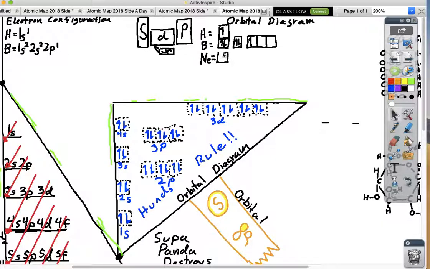So we know that we're going to have one box with two, another box with two, and then we're going to have a three box, and guess how many electrons are going to be in there? Well, six. Six, right? So we can fill this out. So we follow Hund's rule, and we're going to do up, down, up, down, up, up, up, down, down, down. Are we done? Yes. This is the orbital diagram for neon.